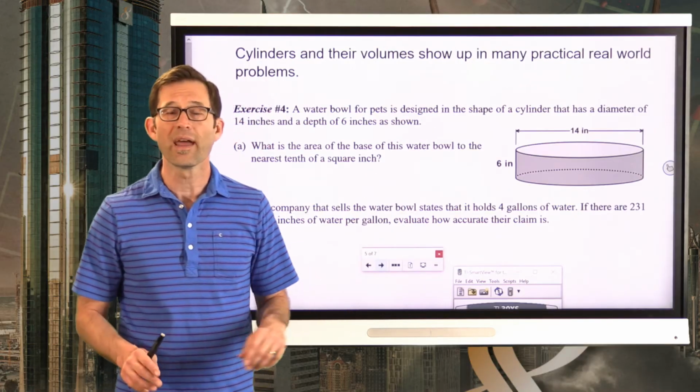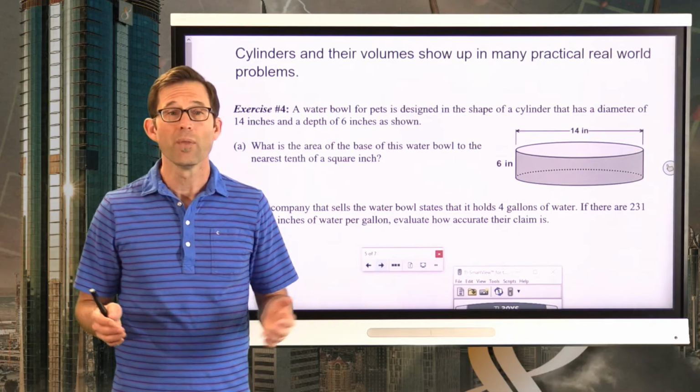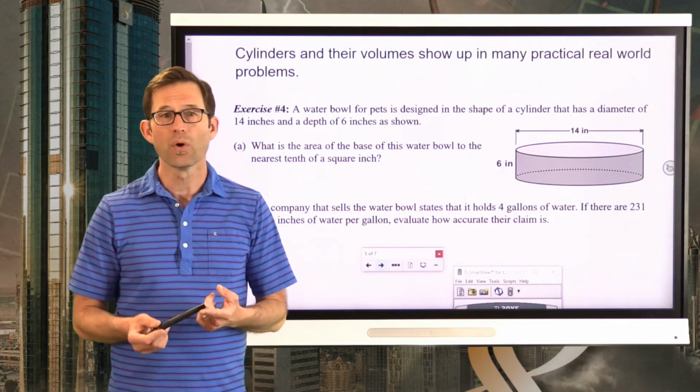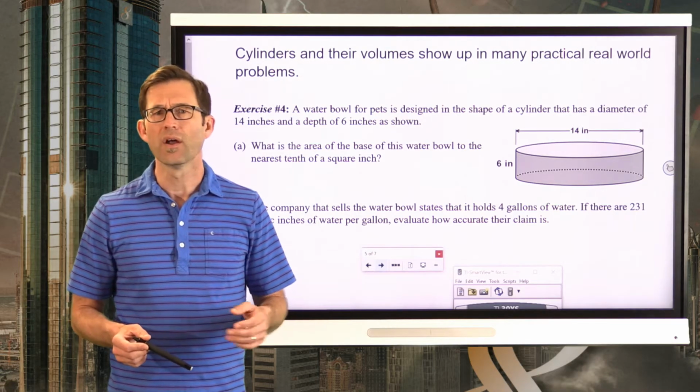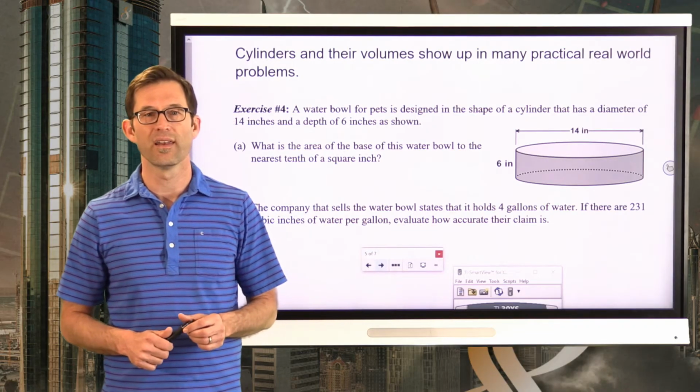All right, let's see what we got. Now, the interesting thing about cylinders is, again, they're everywhere, right? And oftentimes they hold liquids, like a soda can or a cup, and in problem number 6, we're going to talk about a water bowl. So let's take a look at that in exercise number 4.